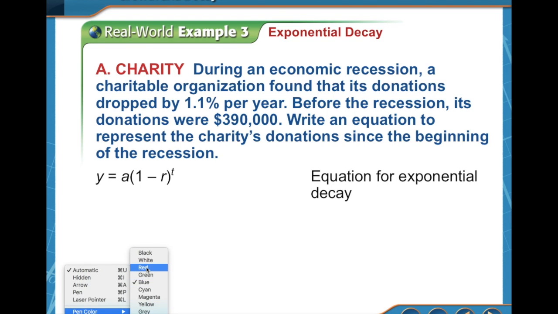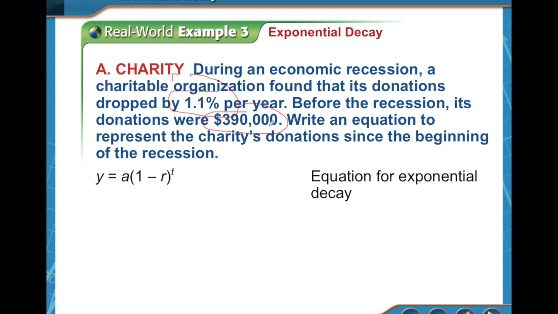In my paragraph, 1.1% is my rate of decay, so that's R. 390,000 is our initial amount that we had before the donations start dropping off, so that's A. And we don't know time because we're just writing the general equation. So let's write the equation so we can use it in the future. We're plugging in two things, A, the initial amount, and R, our rate. Again, our percentage must be a decimal, so we'll do that by moving the decimal twice.